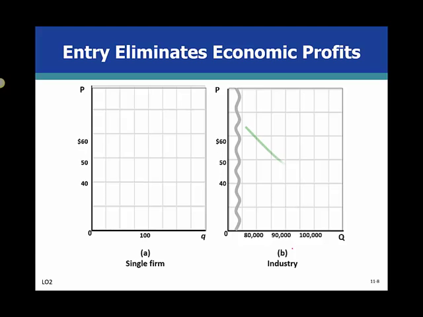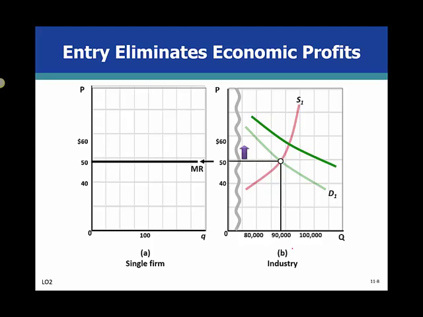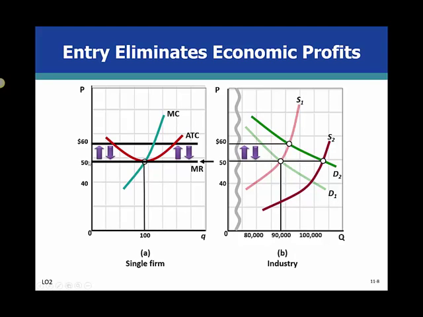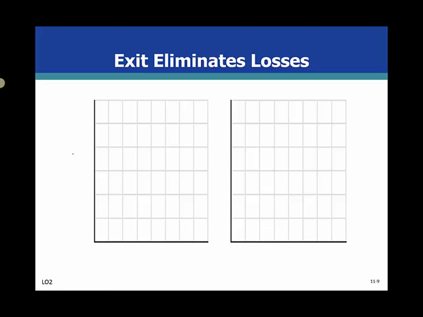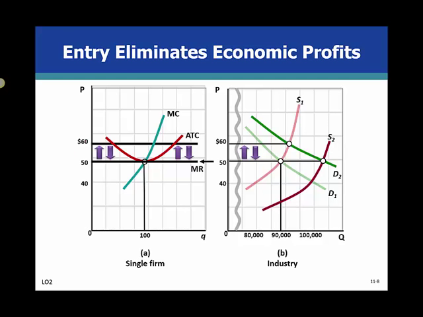Okay, and so this is kind of the graphical layout of how it looks, right? So our marginal revenue or our price, right? Because we're still price takers in this case, right? Okay, so we're still price takers. So if we start out here, for example, we're actually starting out here, right? So there's profits above average, right? So here's our profits up here.